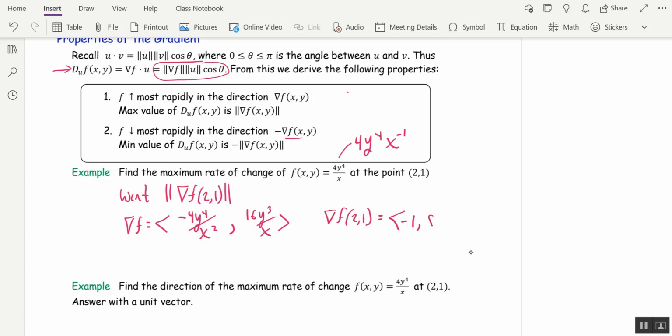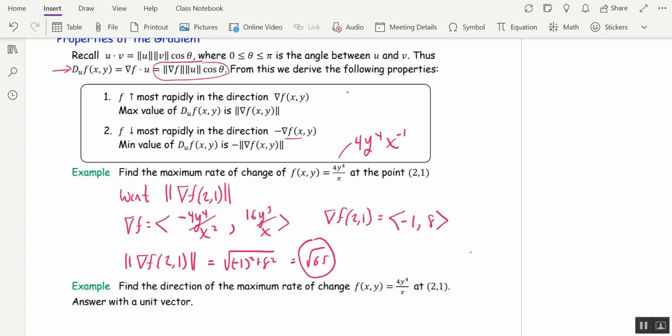negative 1, comma 8. So the length of del f at (2, 1) is the maximum rate of change of the function at that point. That's the square root of negative 1 squared plus 8 squared, which is root 65.